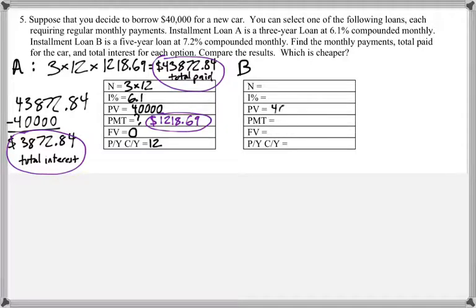The present value is still $40,000. The future value is still 0. And we are still looking for the payments. PY and CY are still 12. Now this one's for 5 years, so N is going to be 5 times 12. The interest rate is 7.2%. So if we calculate the monthly payments, it's going to be $795.83.